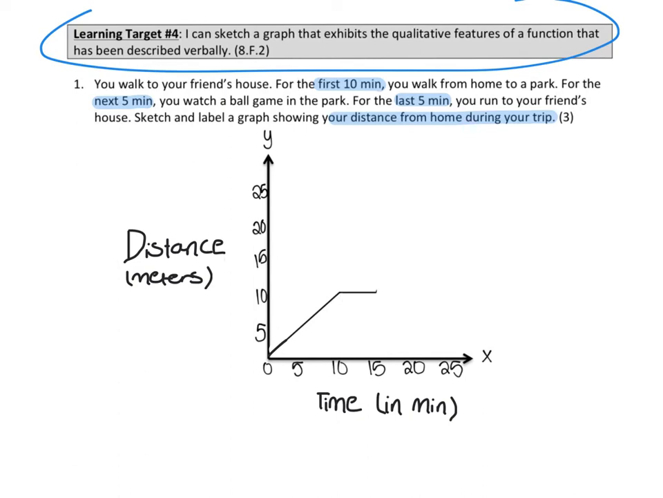Then for the last 5 minutes you run to your friend's house. Now the graph would move upwards since you're getting farther away from home, as shown here. Now since you're at your friend's house, you're not getting any farther away from your home, so you can assume that the graph would remain the same, like this.